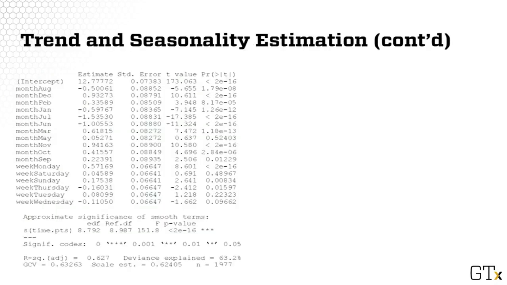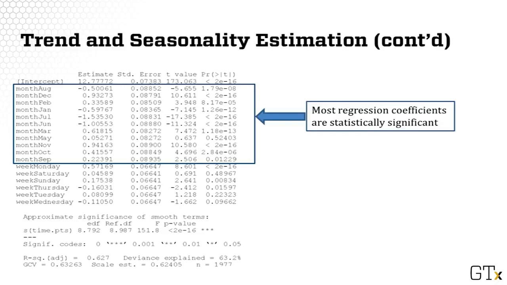This is a portion of the summary output of the model, including non-parametric trend along with the two layers of seasonality. The first portion of the output shows the estimated coefficients for the monthly seasonality. In the first column, we have the estimated coefficients. In the second column, we have the standard errors. And in the last column, we have the p-values for statistical significance. From this output, we found that most of the regression coefficients corresponding to the monthly effect are statistically significant given the day of the week seasonality and the non-parametric trend in the model.